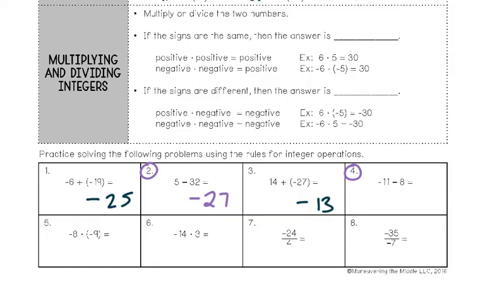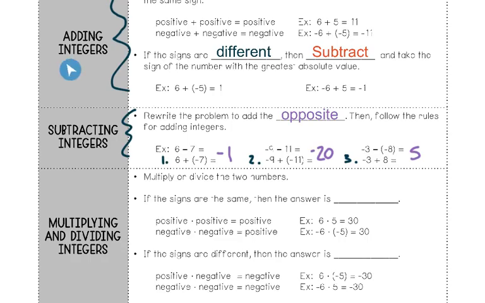Go ahead and try number 4 by yourself, and then press play when you're ready to check. After rewriting the problem, we should have found that negative 11 plus negative 8 equals negative 19. So far, we reviewed our adding integers rules and our subtracting integers rules. Now let's look at our multiplying and dividing rules.